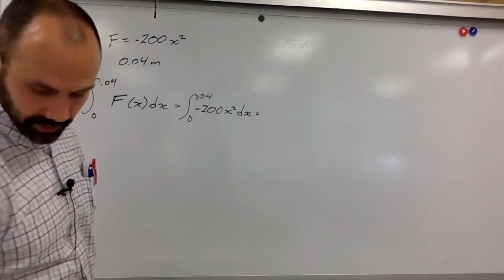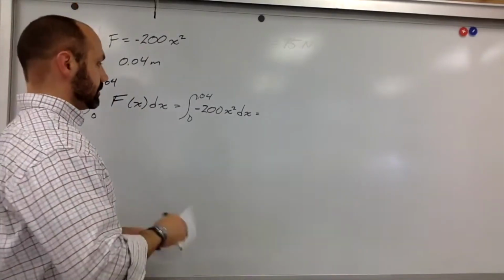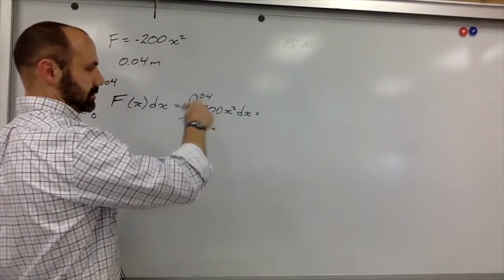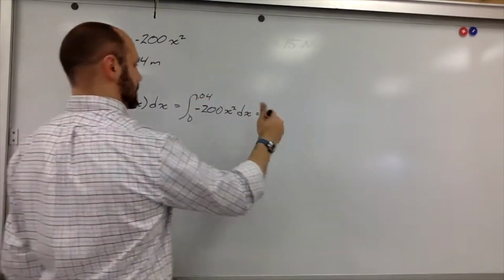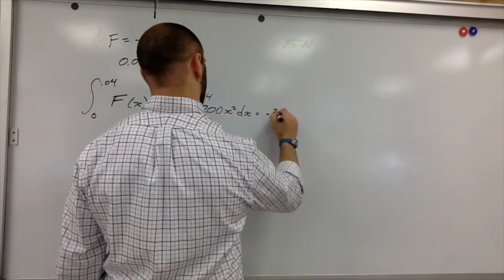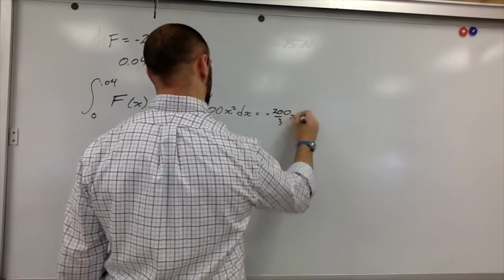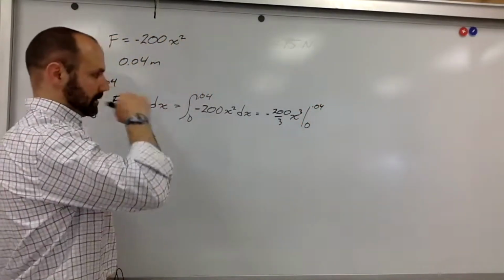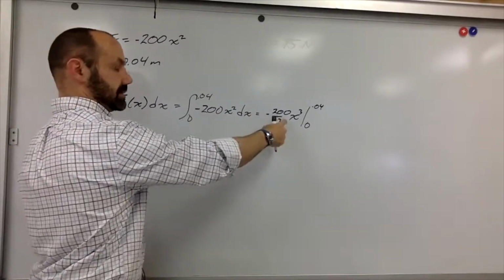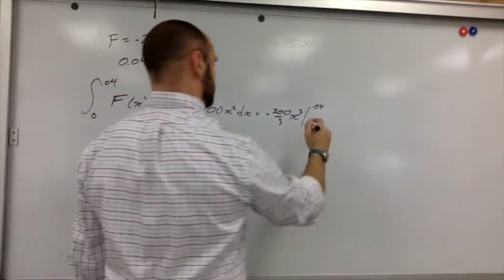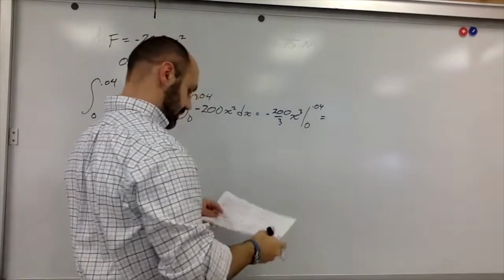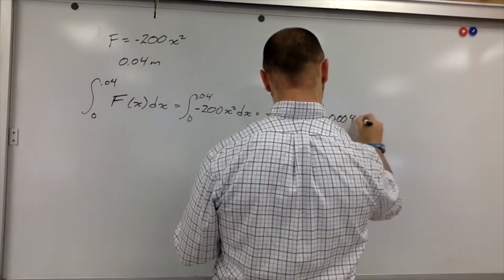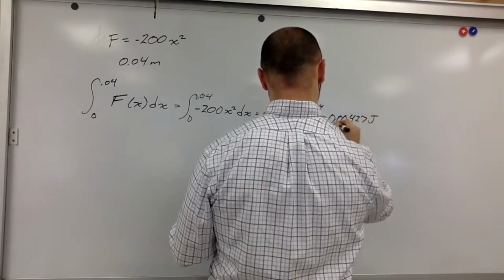All right, so when I take the integral, the antiderivative of this, I've got to think backwards of taking the derivative. And so this ends up being negative 200 over 3 x cubed, from 0 to 0.04. Right? This would be the derivative of this, so we've got to work backwards. So this ends up now becoming 0.00427 joules.